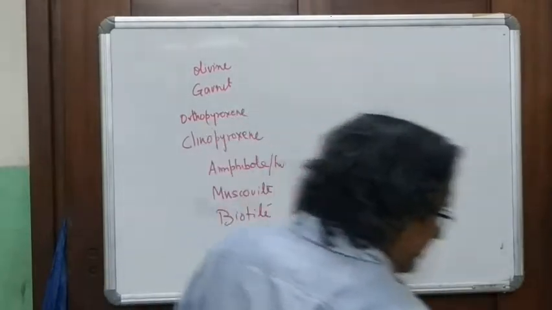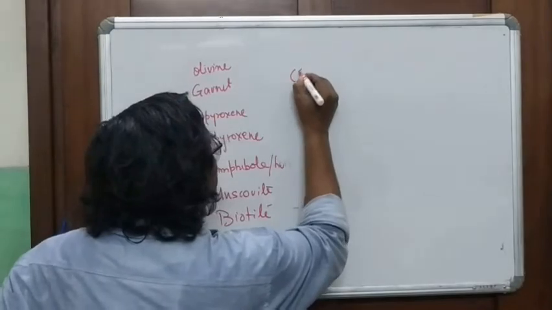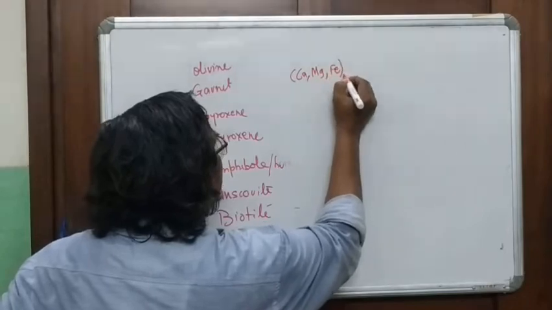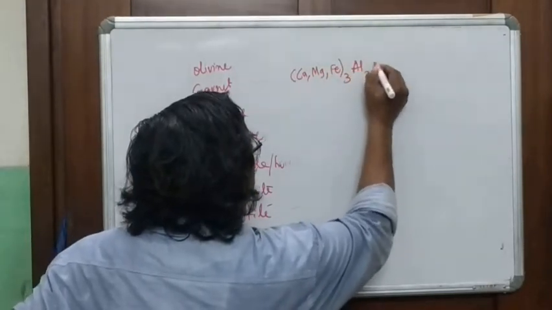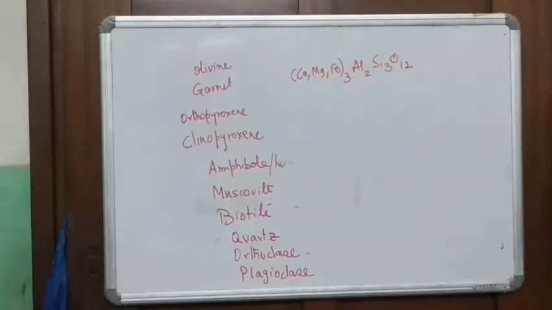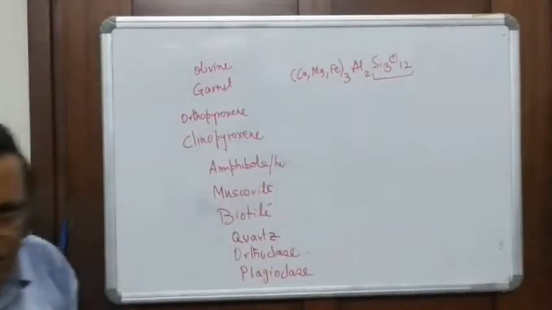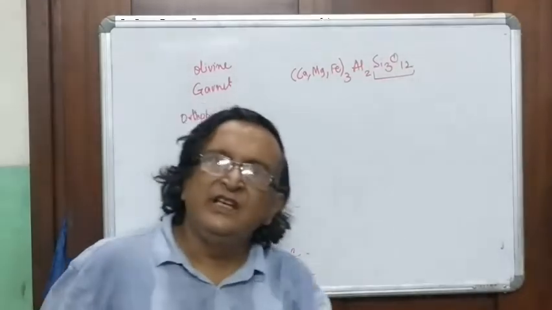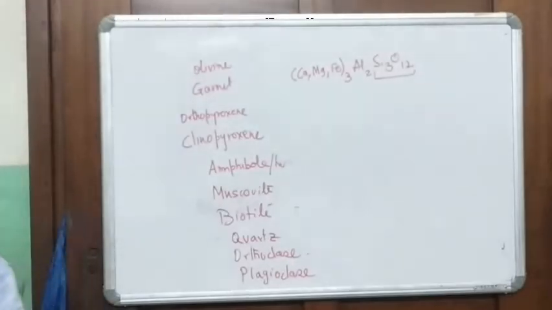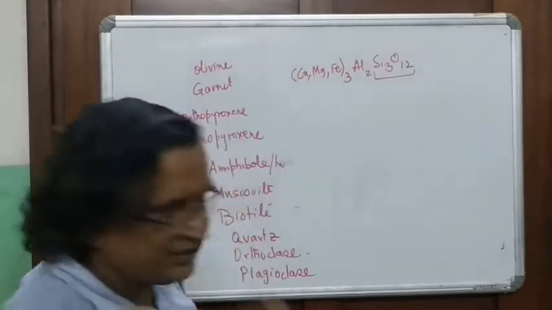Now we take the other mineral, garnet. The general formula, again simplified, is (Ca,Mg,Fe)3Al2Si3O12. That's the formula of a garnet. Again you see, Si3O12 means silicon to oxygen is 1:4. This is a characteristic of a nesosilicate. And it crystallizes in the cubic system, but there are more complications as you can see.